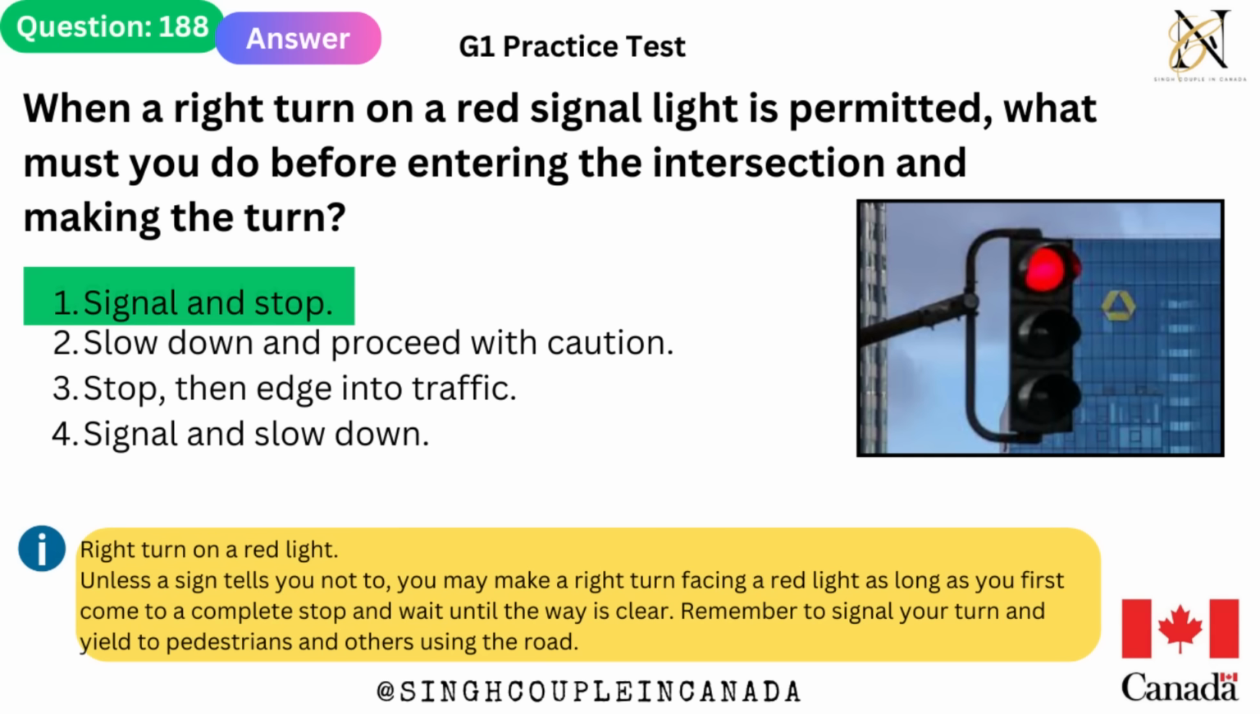Right turn on a red light. Unless a sign tells you not to, you may make a right turn facing a red light as long as you first come to a complete stop and wait until the way is clear. Remember to signal your turn and yield to pedestrians and others using the road.